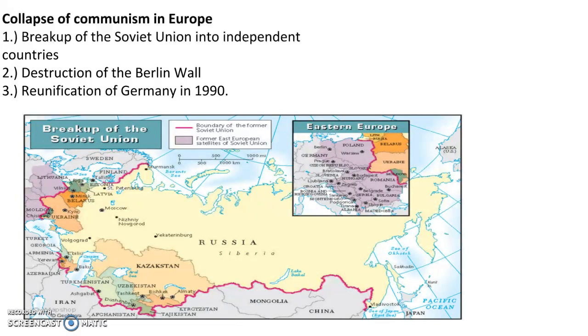So that Berlin Wall was a symbol of oppression and the fact you're not free. Somebody's telling you what to do all the time and you don't have basic rights. Some of the Cold War.